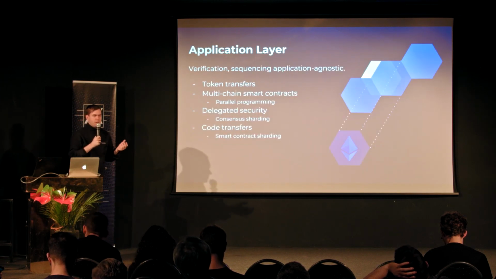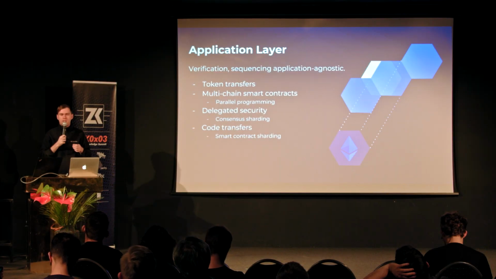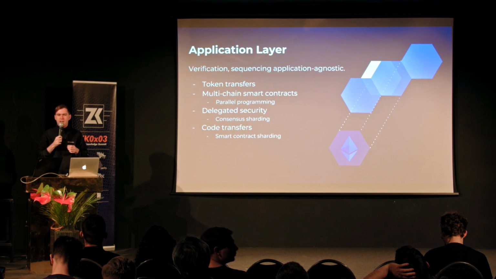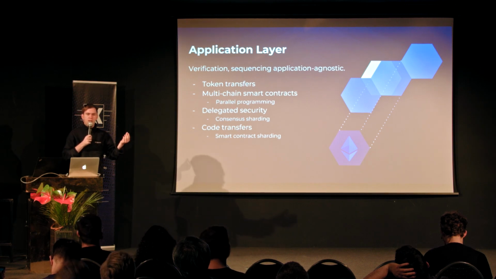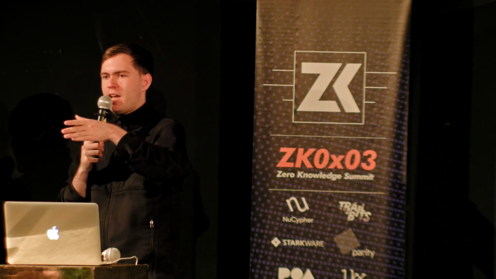On top of this, we can build a whole host of different applications. The simplest one is token transfers, where on one chain, maybe the source chain for the token, you have Bitcoin. And then if you want to send Bitcoin using IBC to another chain, you escrow it on the source chain in the IBC handler. You send a packet to the destination chain proving that this Bitcoin has been escrowed.